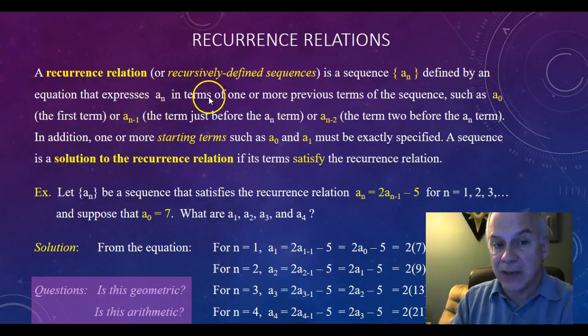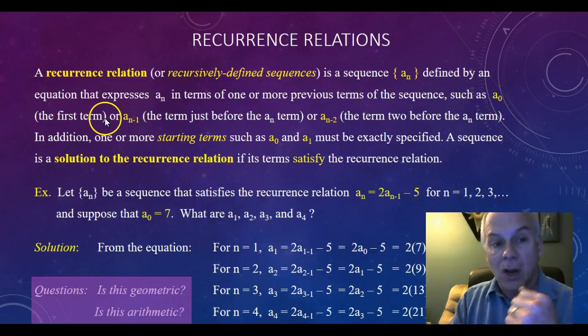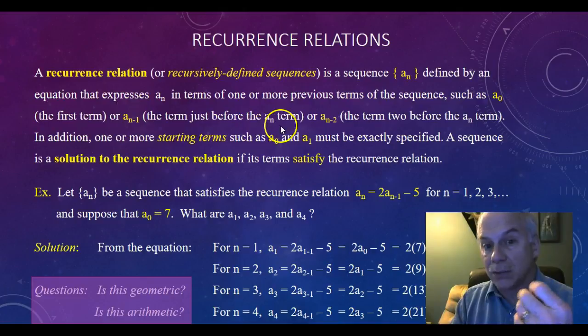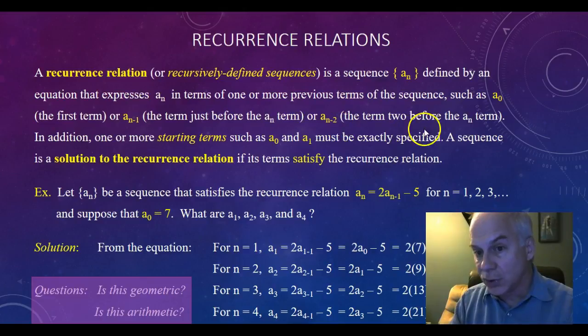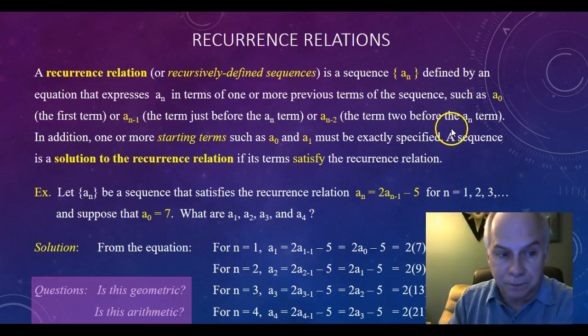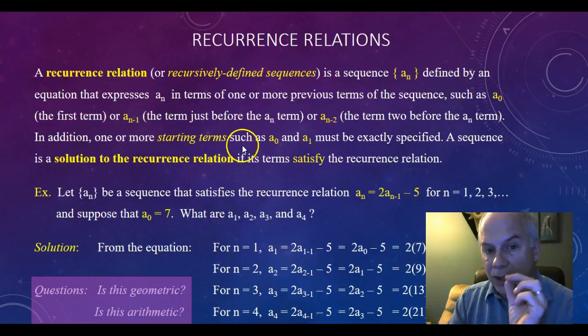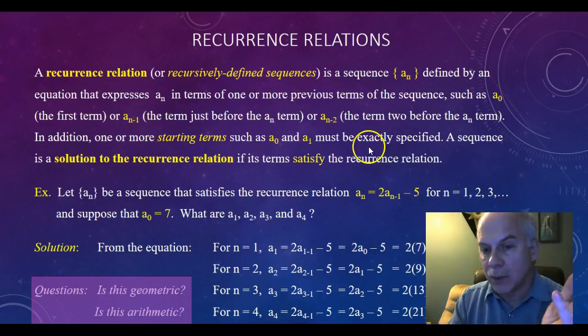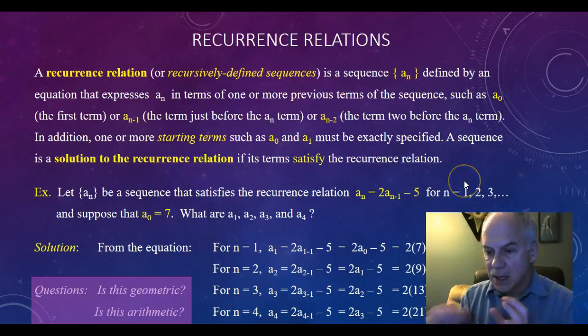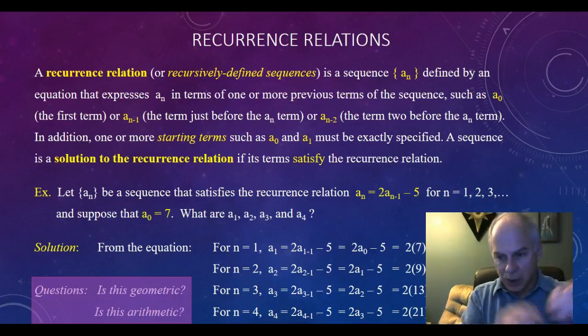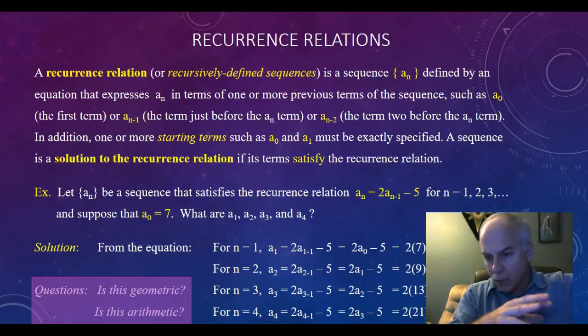It expresses a sub n in terms of one or more previous terms of the sequence, such as a sub 0, the first term, or a sub n minus 1, the term just before the a sub n term, or a sub n minus 2, the term 2 before the a sub n term. In addition, one or more starting terms, such as a sub 0 and a sub 1, must be exactly specified. So you have to have specified those starting terms, and then you can find the next one, and the next one, and the next one, on down the row.